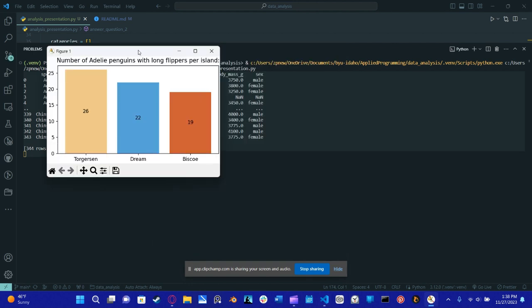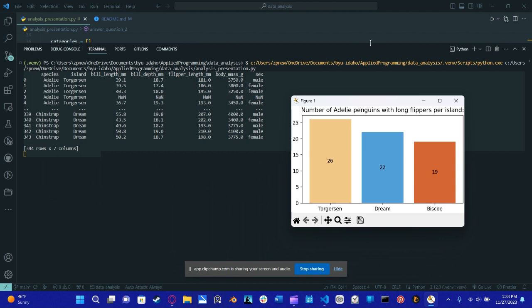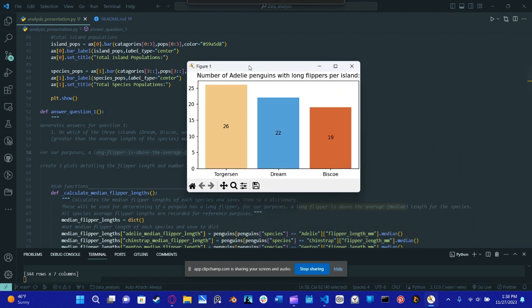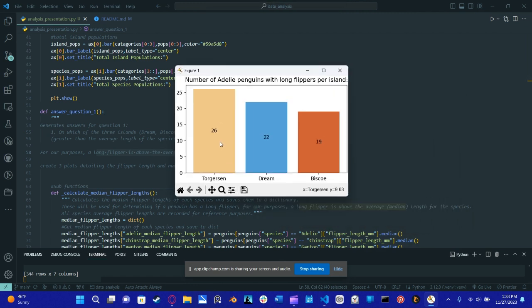If we close out of that, we move into the first question for the assignment. On which of the 3 islands, Dream, Biscoe, and Torgersen, were Adelie penguins with long flippers, greater than the average length of the species, most common? For our purposes, a long flipper is above the median length for the species. If we pull this up, Torgersen Island had 26 Adelie penguins with long flippers, whereas Dream and Biscoe had 22 and 19 respectively, meaning Torgersen had the most penguins with long flippers.